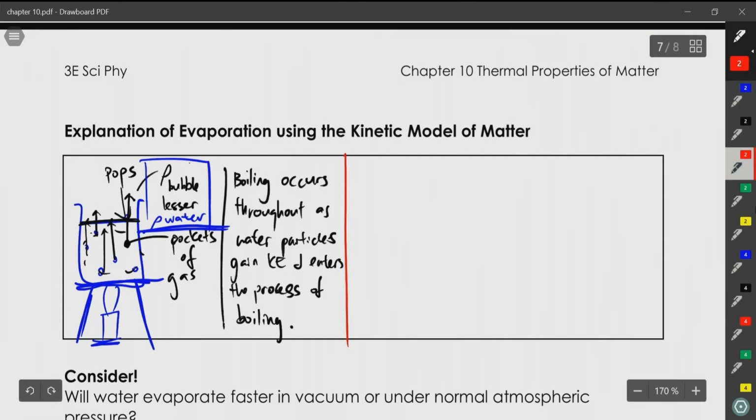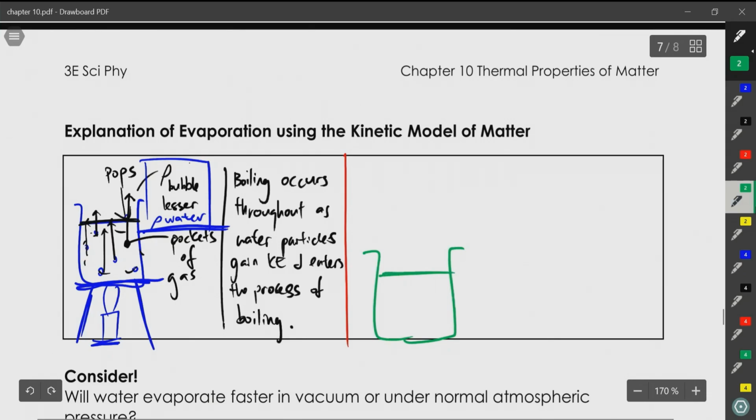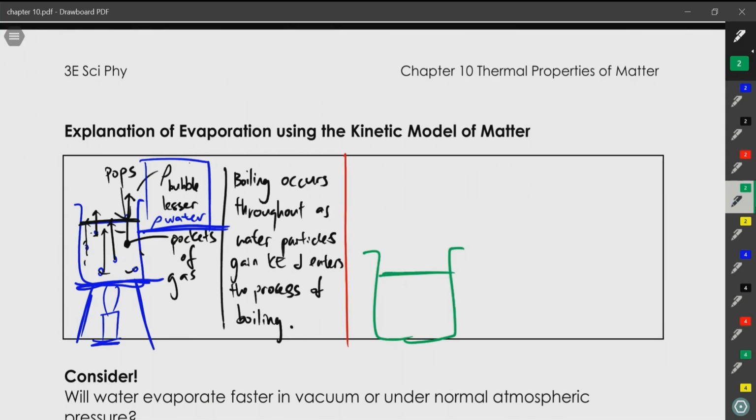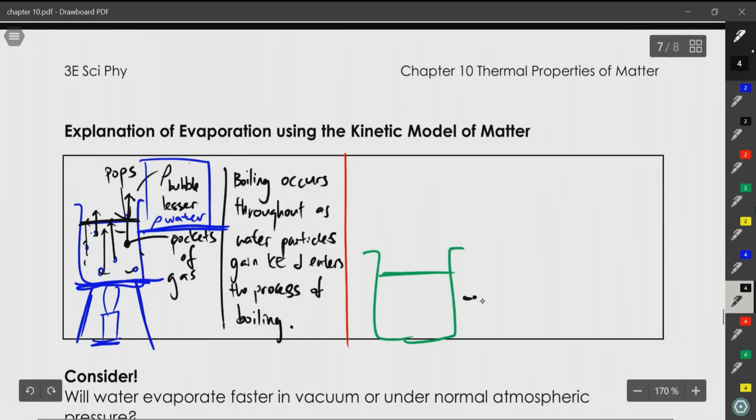Now we talk about evaporation. For evaporation, we have no heat source. We just put a beaker of water here, and then we ask ourselves, how come after one day we realize that the level of the beaker of water decreases? And then we say it's this process that we call evaporation.